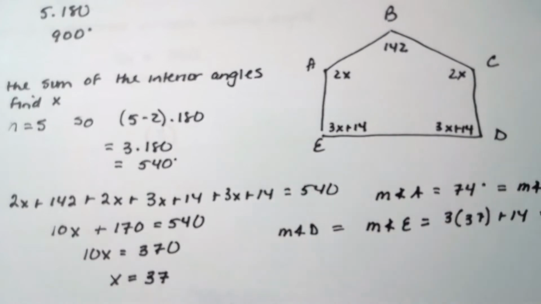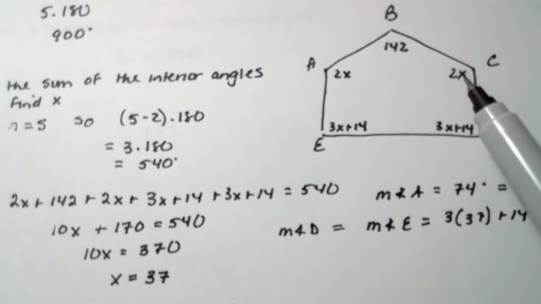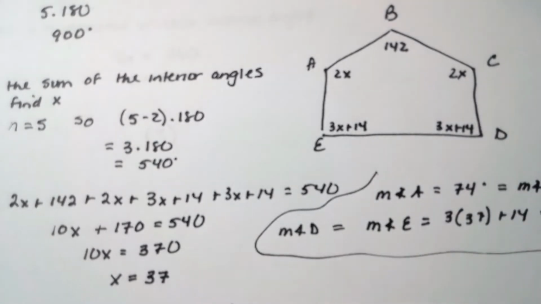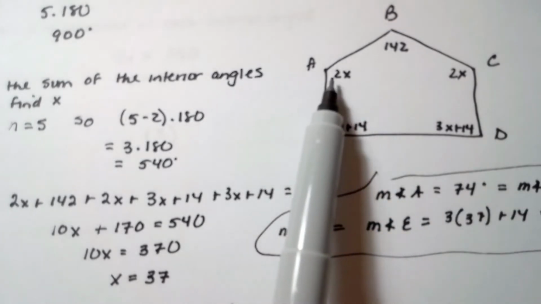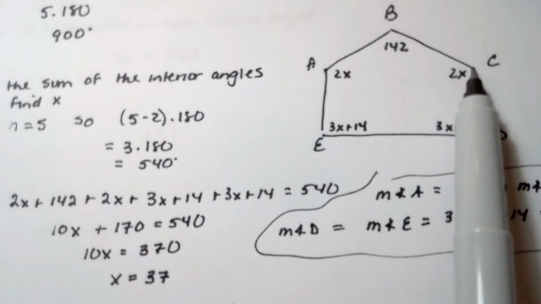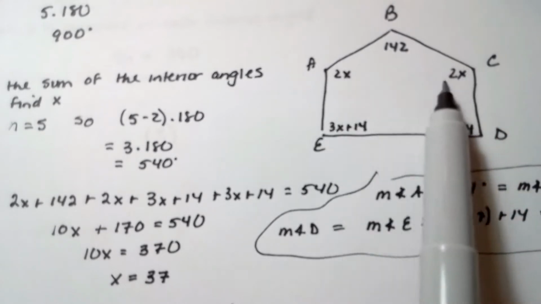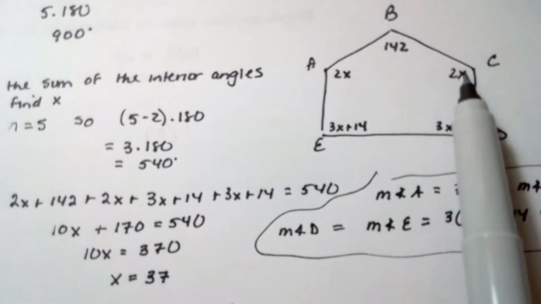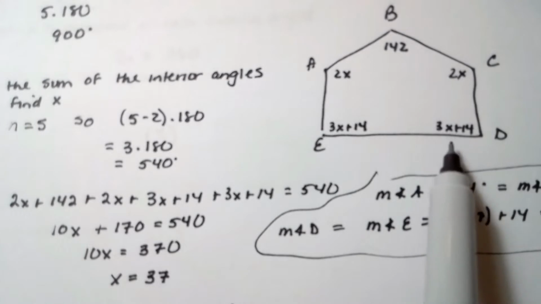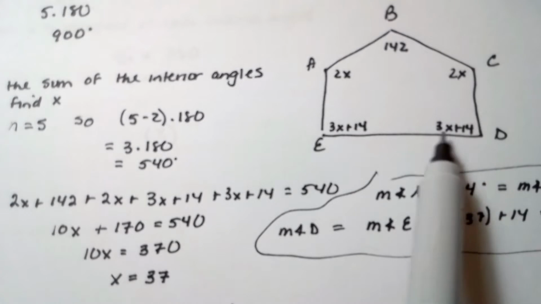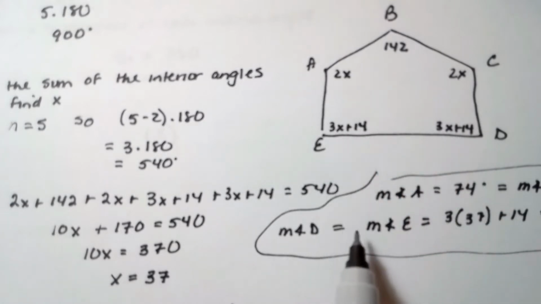So if they wanted me to find, say, angle C, I would do 37 times 2. What I did over here to the side, I said the measure of angle A is 74 degrees, 2 times 37 is 74. Well, the measure of angle C is going to be the same because the variable has the same constant, right? So this is 74 and that's 74. If I wanted to find the measure of angle D, I do 3 times 37 plus 14, which is 125. And since those two angles are the same, I know that's going to be 125.